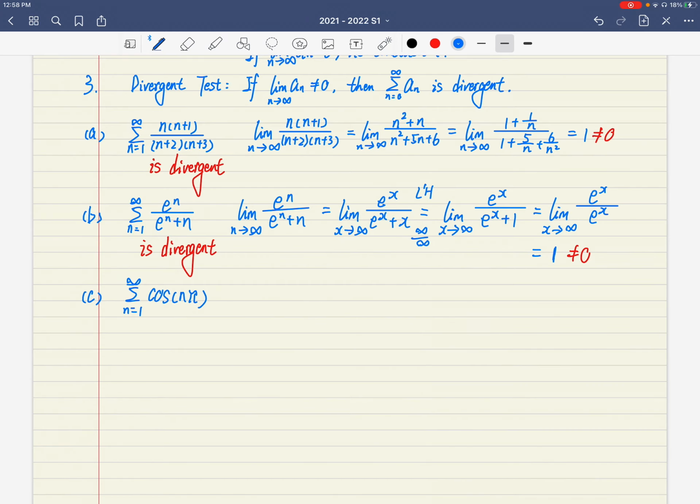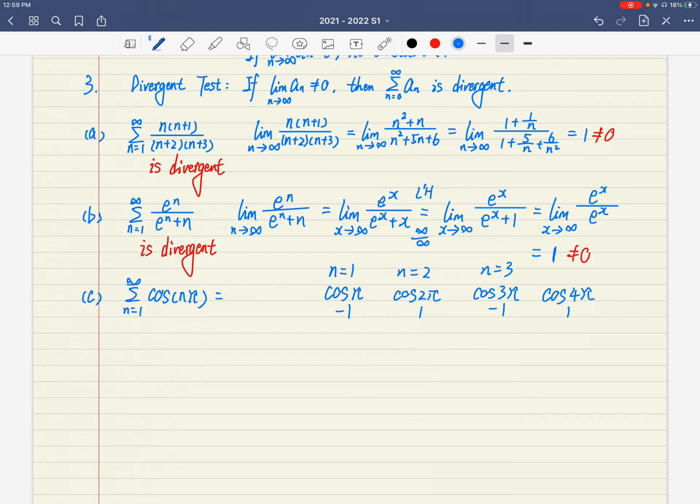Part C, we have the sum from n equals 1 to infinity of cosine n pi. Let's write down the first few terms. When n is 1, it is cosine pi. When n is 2, it is cosine 2 pi. When n is 3, it is cosine 3 pi, and so on. What is cosine pi? Cosine pi is negative 1. Cosine 2 pi is positive 1. Cosine 3 pi is negative 1. So you can see it is actually plus or minus 1 disguised in the cosine form. Essentially, it is minus 1 plus 1 minus 1 plus 1.